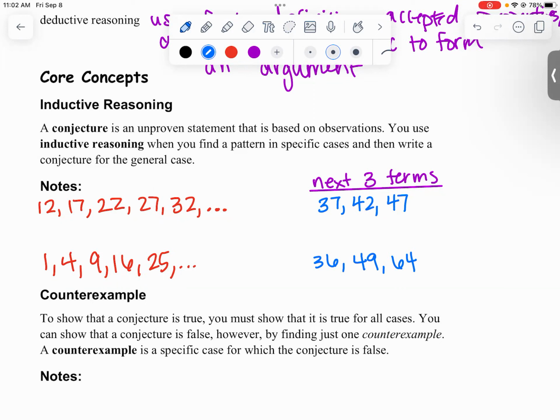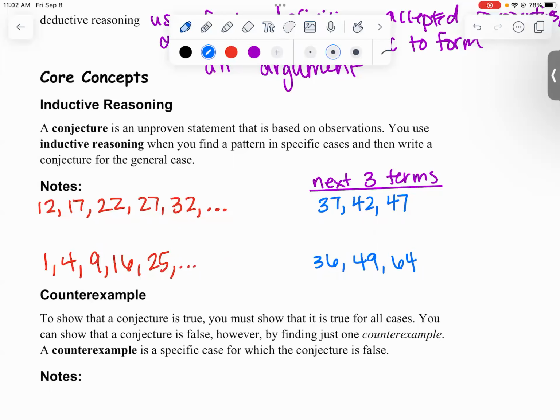So up here we had a pattern where we were adding the same number every time. Here we have a pattern where these are all sequential perfect squares. You could have a pattern where from number to number, you are multiplying by 2 every time. Or we have a very special sequence, the Fibonacci sequence.